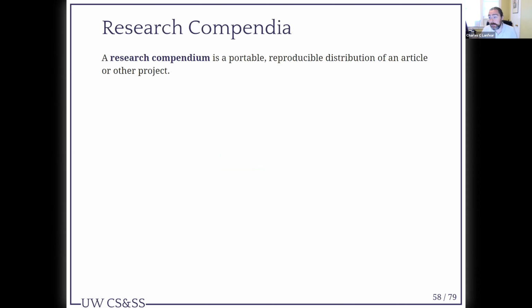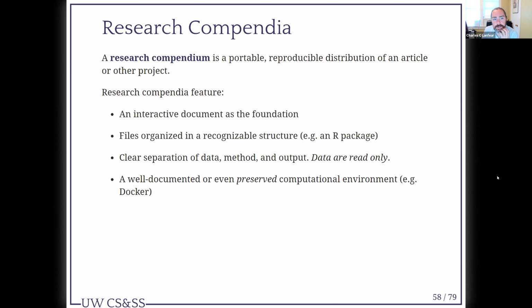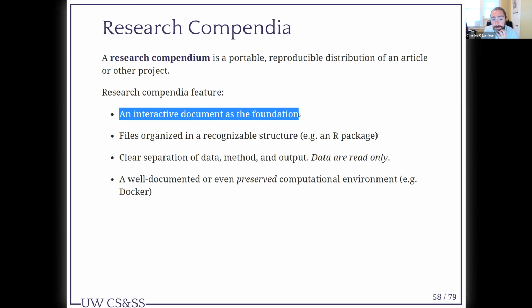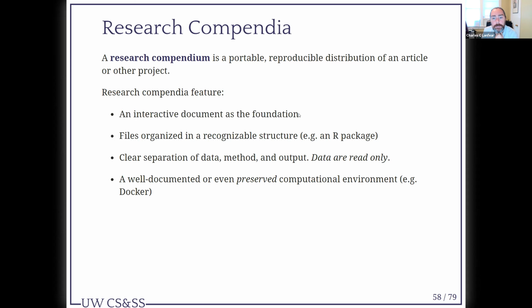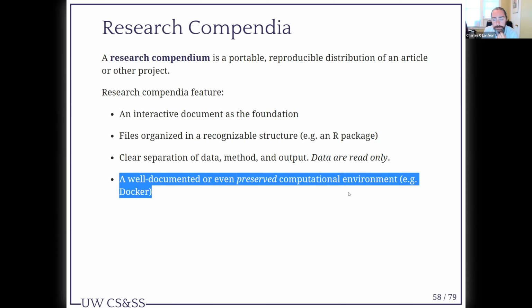Okay. Next thing is research compendia. So a research compendium is a portable, reproducible distribution of an article or a project. It's the next step above an interactive doc. So these things feature an interactive document as their foundation. But then on top of it, they add files organized in some recognizable structure, like the structure of an R package. They'll have clear separation of data, methods, and output. The data will be read-only, sort of a common practice here. And then they'll have a well-documented or even preserved computational environment.